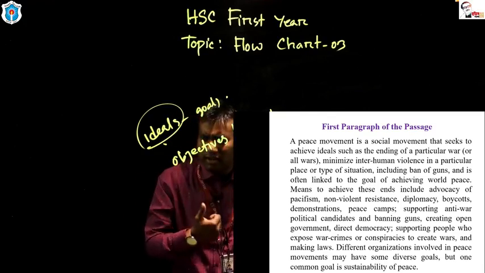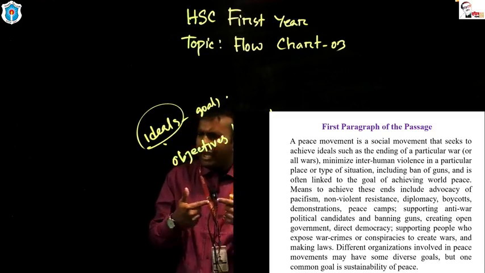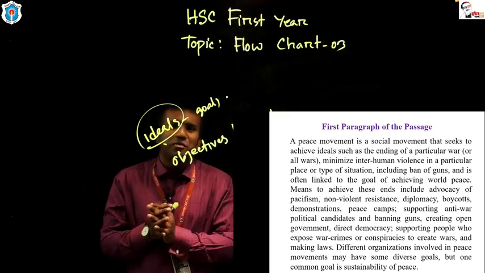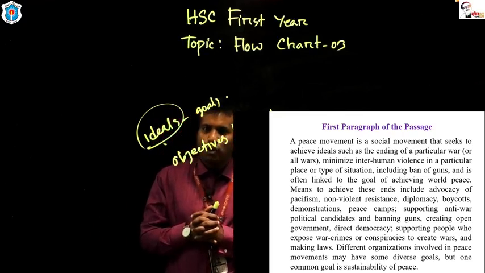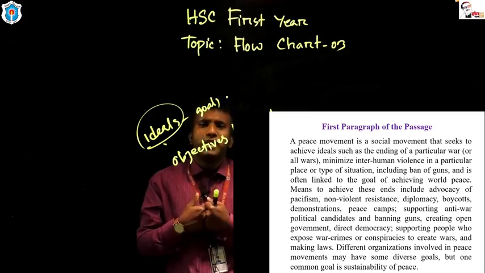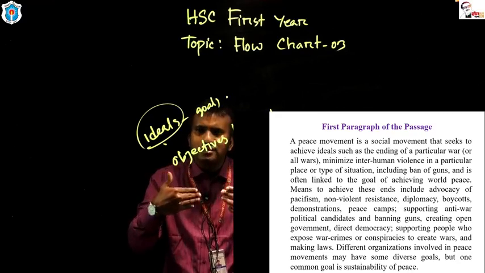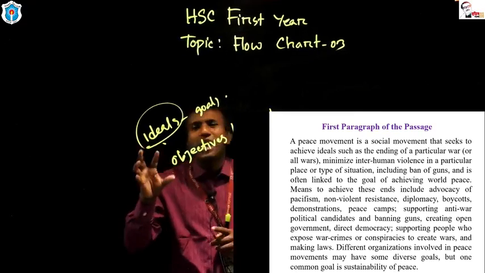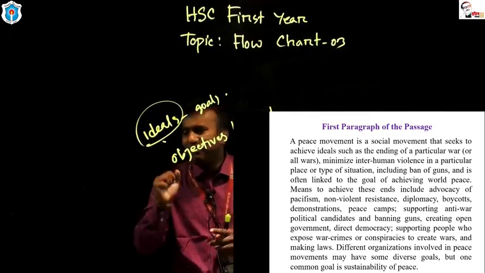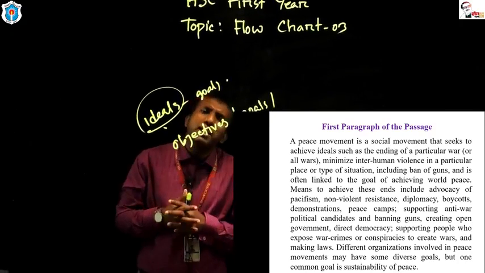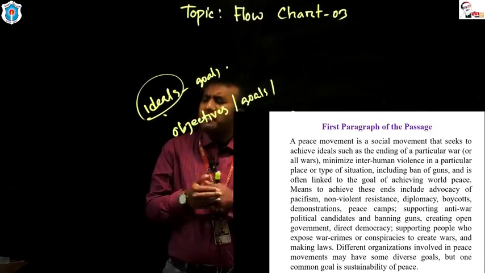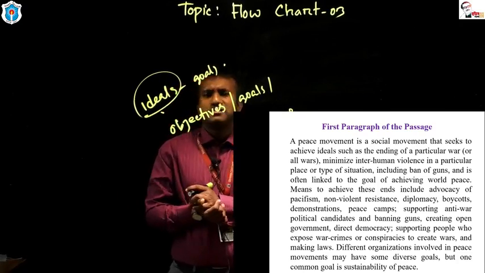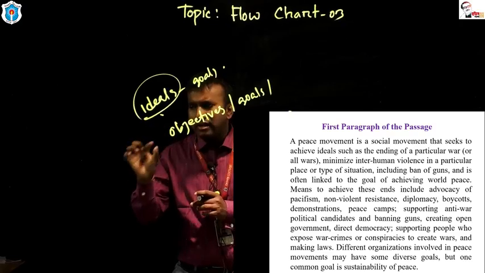Let us talk about the later phases. Including ban of guns. Ban of guns is also a target of peace movement. So, my dear students, we are involved in peace movement to achieve some goals or ideals or targets. The first target is to end all the wars or a particular war in a situation or event. The second one is to minimize interhuman violence. The third one is ban of guns, and is often linked to the goal of achieving world peace. Yes, students, this is another important phase for you.